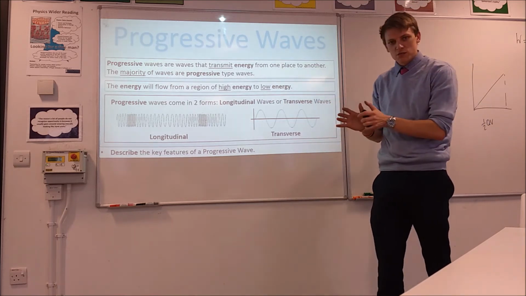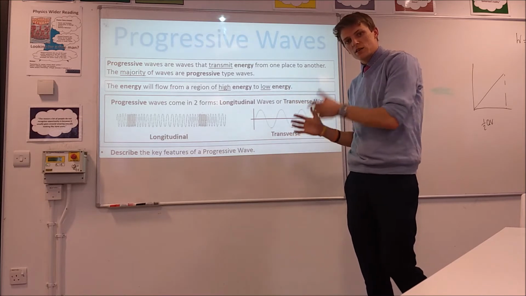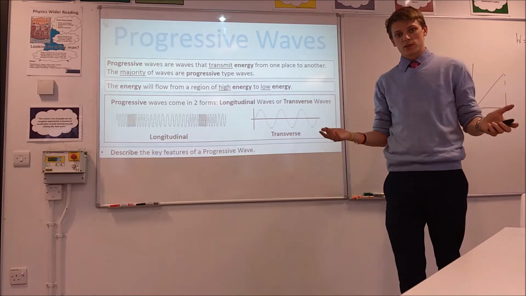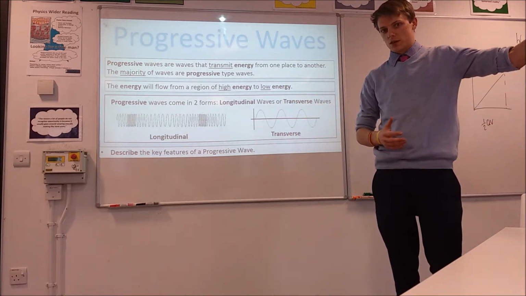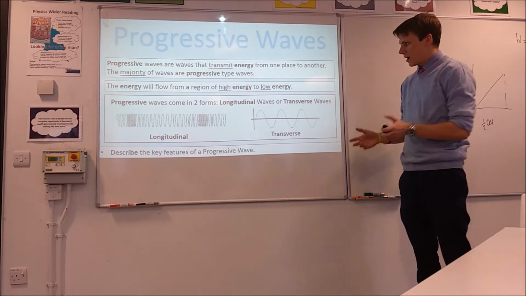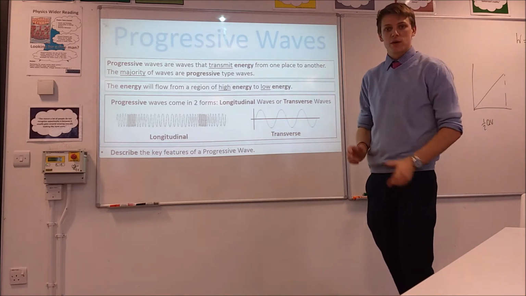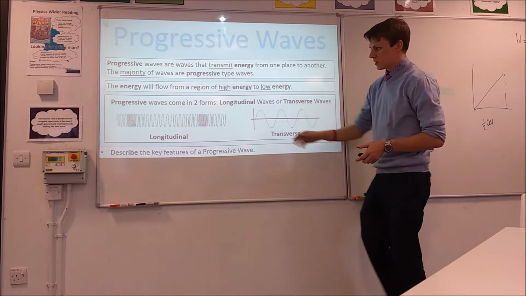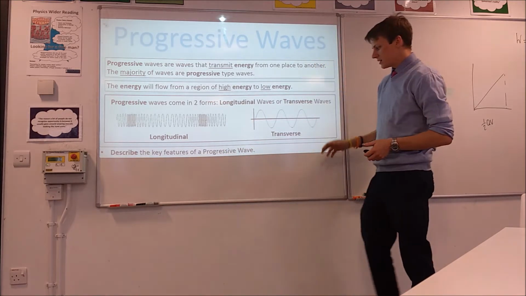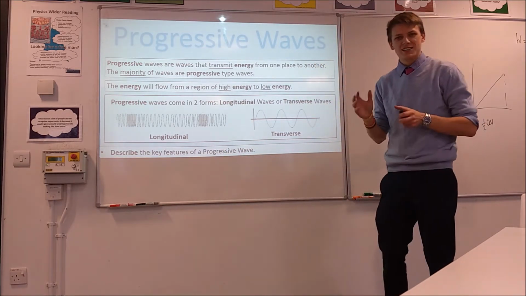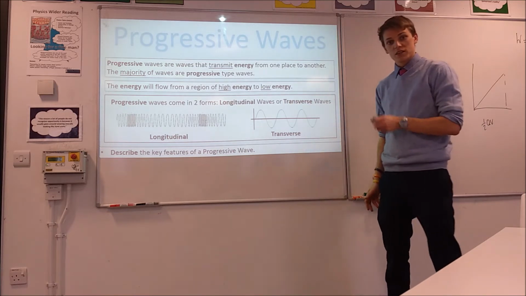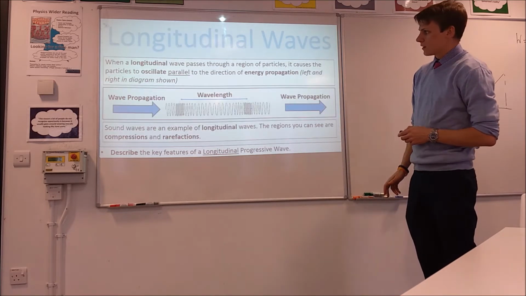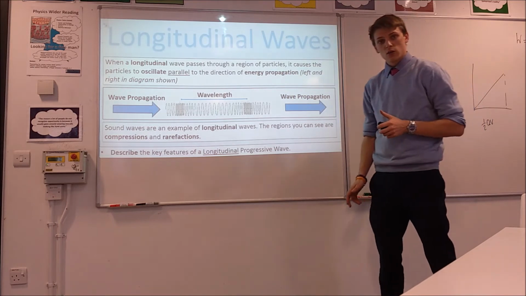So the energy will always go from somewhere that is high energy to low energy. I mean, that's a universal law actually. Energy always does go from high energy to low energy. And we also can break progressive waves down into two types. So there's longitudinal type waves and there's transverse type waves. And I'm going to dig into a little bit more what these waves look like now. First off, let's have a look at longitudinal waves.